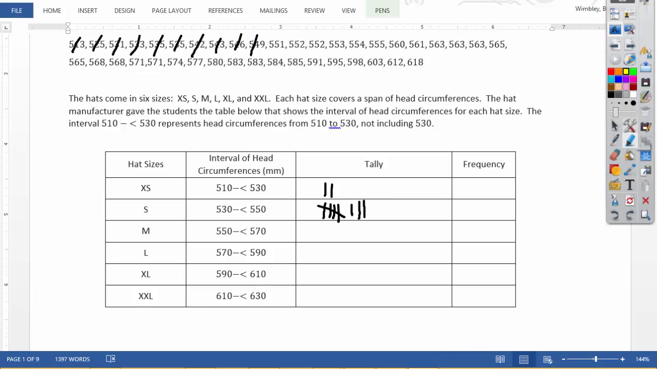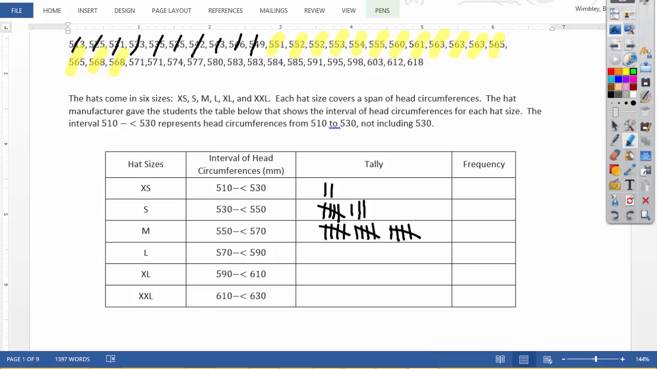Let's see if we can do one that's a little bit faster. Now I'm seeing that I'm in the 550 to 570 range. So I'm going to see there's 1, 2, 3, 4, 5, 6, 7, 8, 9, 10, 11, 12, 13, 14, 15. So I can easily just mark it.